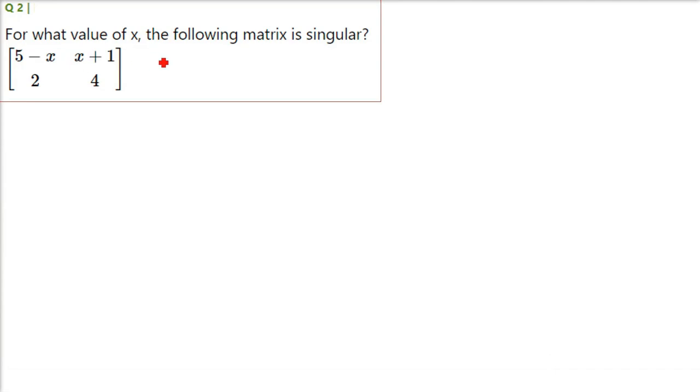For what value of x is the following matrix singular? As we just saw, singular matrix means the determinant is 0. So how to find the determinant? This is a 2 by 2 matrix. So we take (5 minus x) multiplied by 4, minus 2 into (x plus 1). That is (5 minus x) into 4, minus twice of (x plus 1), and this is equal to 0.